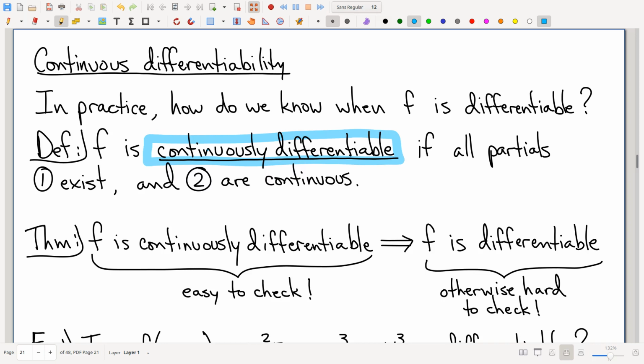And in fact, continuous differentiability is a stricter condition. Fewer functions are continuously differentiable. It's a harder condition to satisfy. But it's a much, much, much easier condition to check. Because all you got to do is check that the partial derivatives exist. That's easy. You take the partial derivatives. There's nothing to it. It's world's easiest differentiation, right? So just check that the partial derivatives exist, and then check that the partial derivatives are continuous.